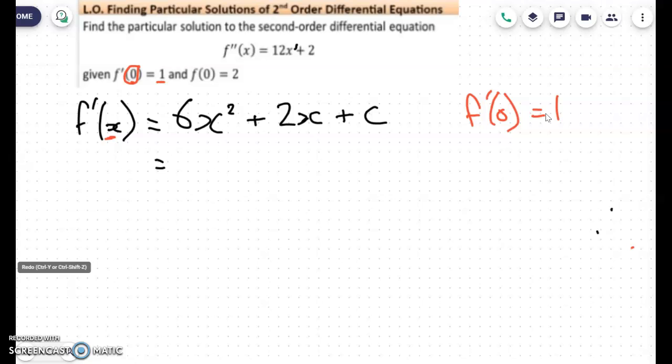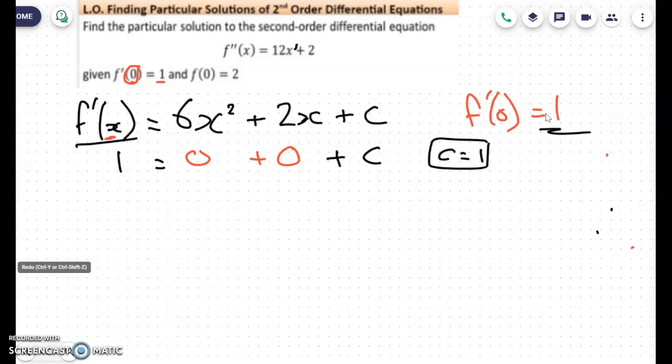Again, I'm not really going to write all of this down because if x equals 0, 6 times 0 squared is just 0. And if x is 0, 2 times 0 is 0. Basic plus c, and it equals 1. So f dash x equals 1. So therefore, c equals, actually I'm going to write that to the side just so I've got a bit more space. c equals 1 for this first part here. So now, if I rewrite f dash x, it looks like that.